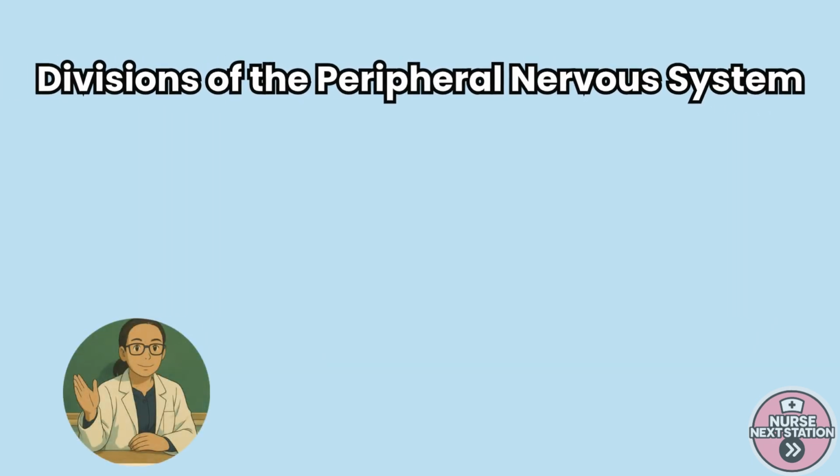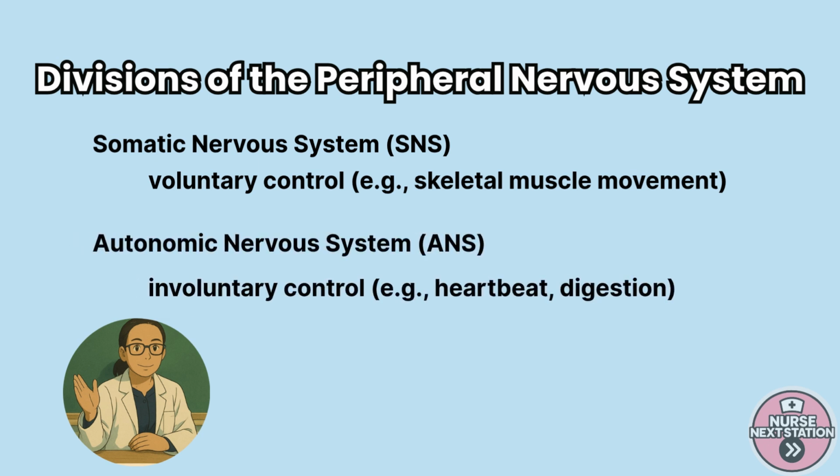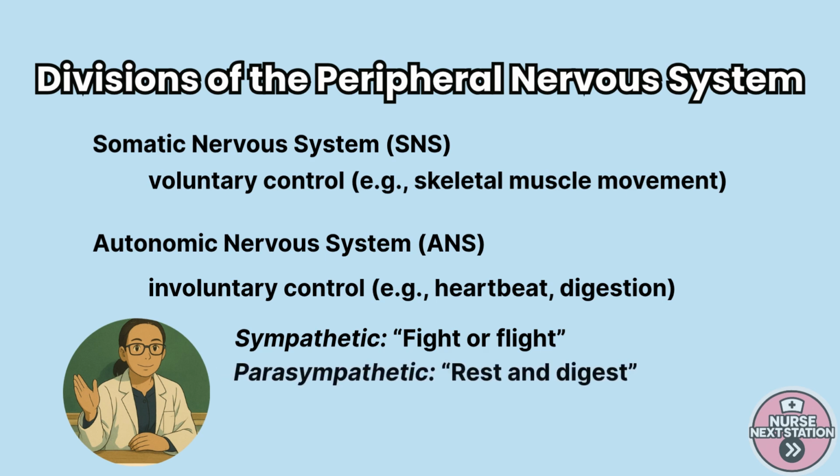The PNS has two main branches. The somatic nervous system controls voluntary muscle movements, like raising your hand. The autonomic nervous system manages involuntary actions like heart rate and digestion. It includes the sympathetic system for fight or flight, and the parasympathetic system for rest and digest.